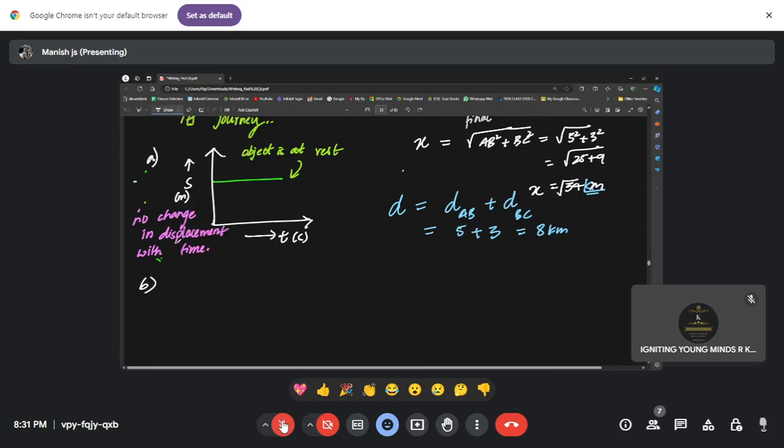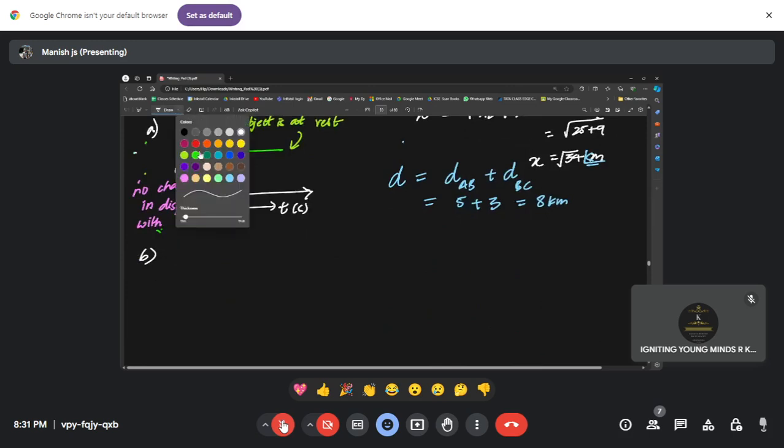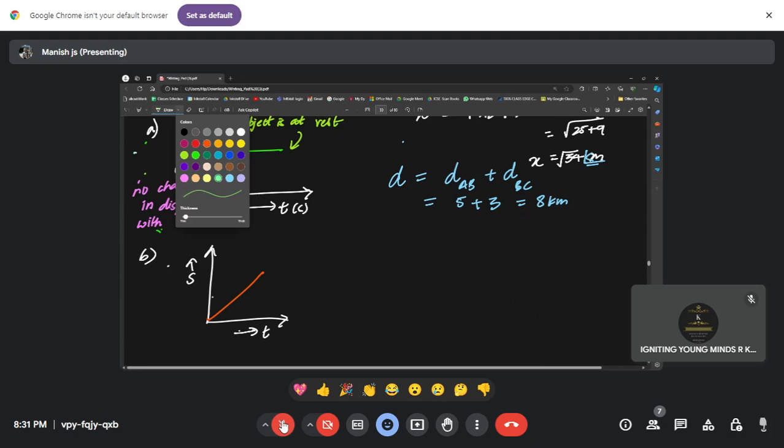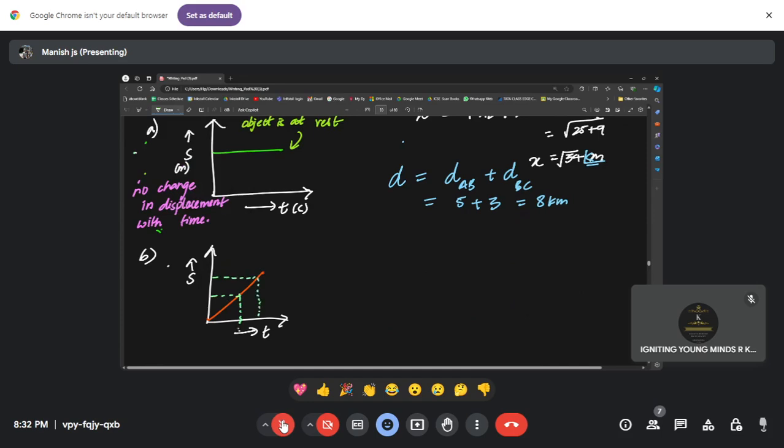Second type of graph. Okay, so when I say the next graph, again let me draw the graph. So as usual, the axes need to be taken care of, displacement and time in their respective positions. And now you have a graph like this. Now you can see this graph is a linear graph. The object is covering equal displacements in equal intervals of time. Okay, so again it's a linear graph. If you take any 2 points, you can see it is going to be linear.